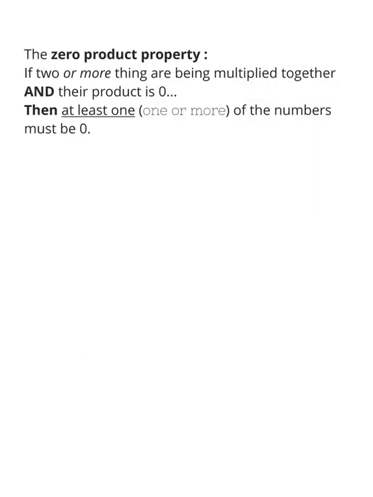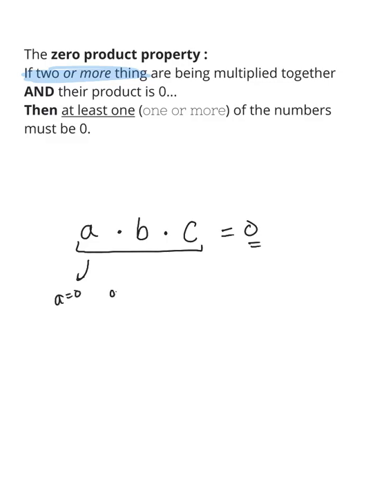Now here is our formal definition. What we're saying here is if we have some sort of multiplication, so if 2 or more things are being multiplied together, we're going to put it in symbols down here. Let's say we have A, a number, and we're multiplying it by B, and then we're multiplying it by C. If we have a bunch of things being multiplied in a row, and their product is 0, then what we can say is one of those numbers, or maybe more of them, could be 0. So if I multiply these 3 numbers to be 0, A could be 0, or this number could be 0, or this number could be 0.